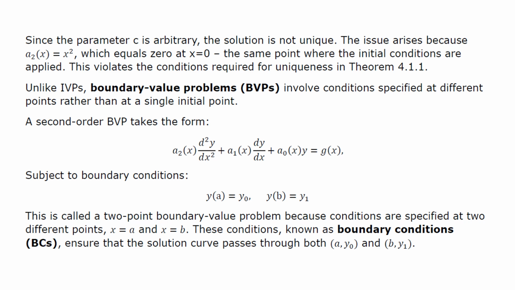This is called a 2-point boundary value problem because conditions are specified at 2 different points. So that's where x equals a or x equals b. And these conditions, known as boundary conditions, ensure that the solution curve passes through both points a, y sub 0, and b, y sub 1. Okay, so that's the difference between the initial value problems and the boundary value problems, looking at it in first order and second order.